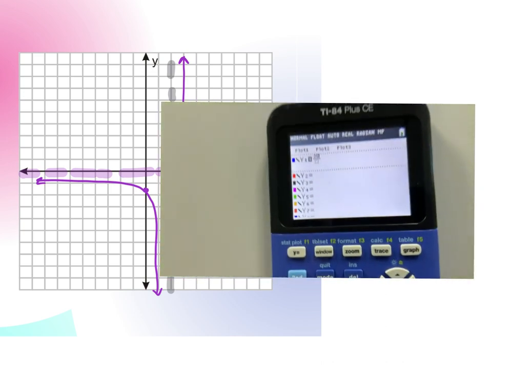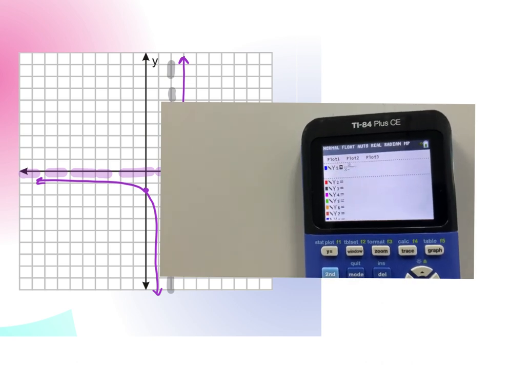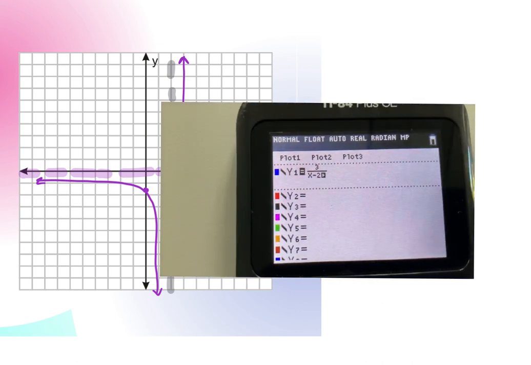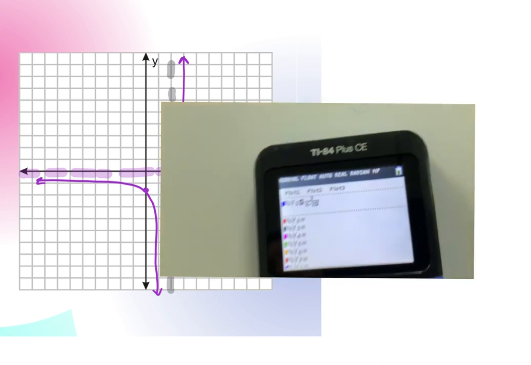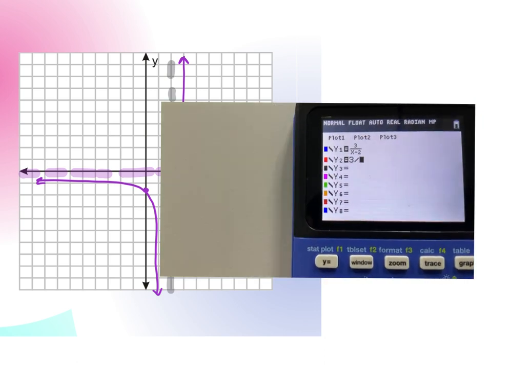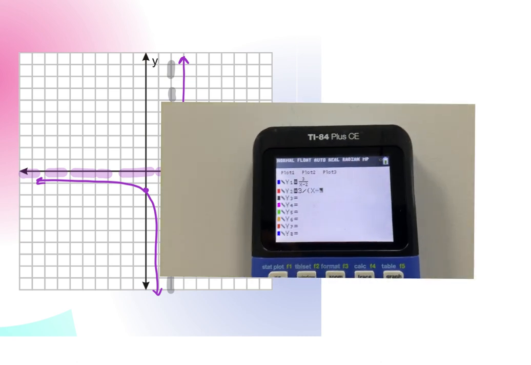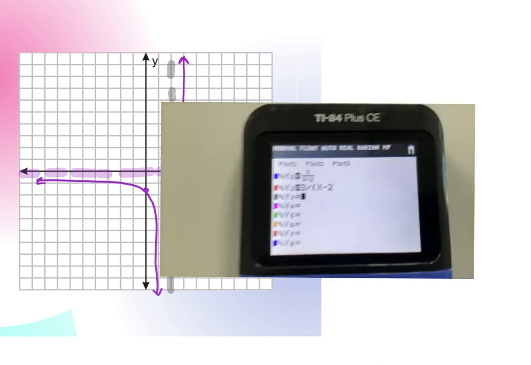So it would be 3 over, what is it, x minus 2, right? X minus 2. So you can type it in that way, or you can write it as 3 divided by, but you have to open and close parentheses for the x minus 2. If it has more than one term, you have to group it with parentheses.